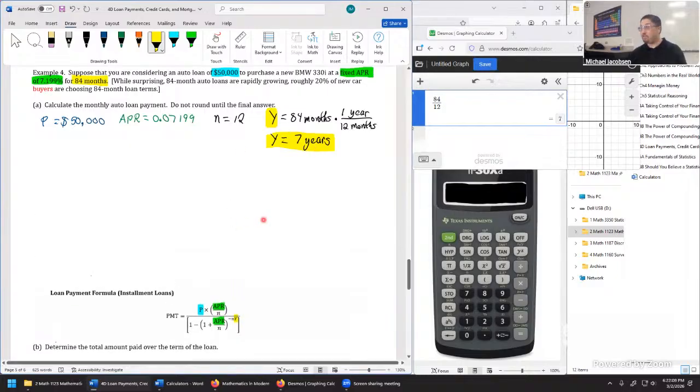Well, let's find out the payment for this. The interest rate is not too bad. The principal is kind of large, but we're going for 7 years, so it sounds like the payments are going to be somewhat low. We'll put this all together by saying payment is 50,000.